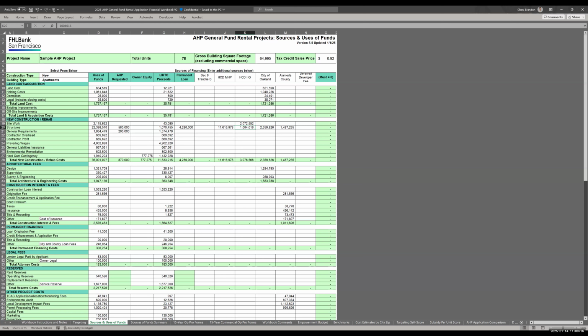Provide tax credit sales price if applicable. If the project will have tax credits, provide either the actual investor letter to substantiate the pricing or other third-party justification for the targeted pricing. Indicate construction type, either new construction or rehab, and also indicate the building type: apartments, condos, single-family homes, or townhomes. Input the project development costs in the uses of funds column.